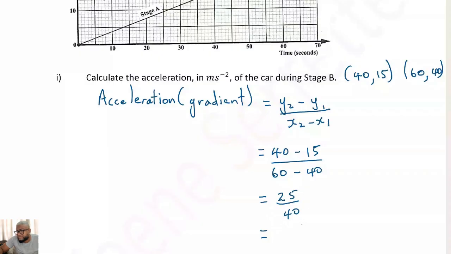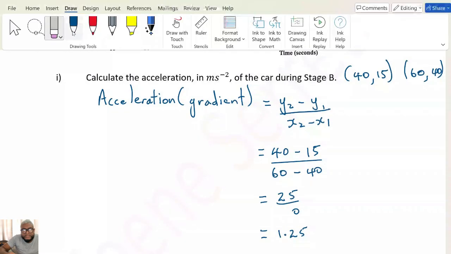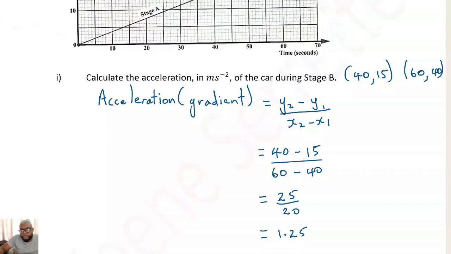Anybody? 1.25. 1.25? 25 over 20. I put 25 over 40. Yes, sir. 1.25. Right, so it's 1.25, and its unit should be meters per second squared.